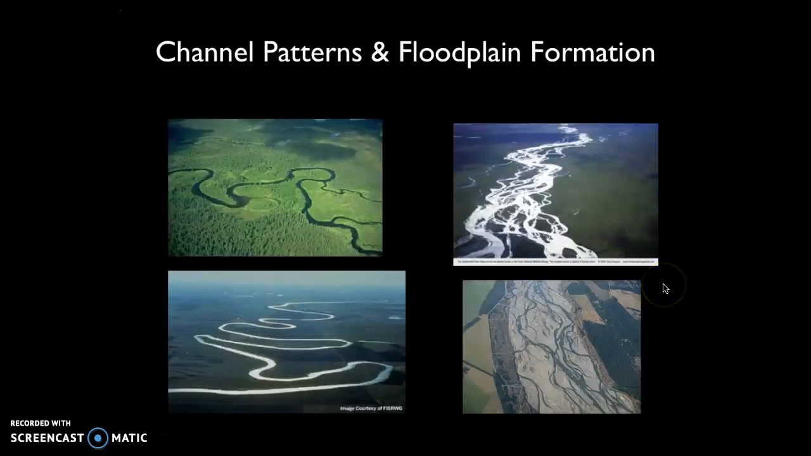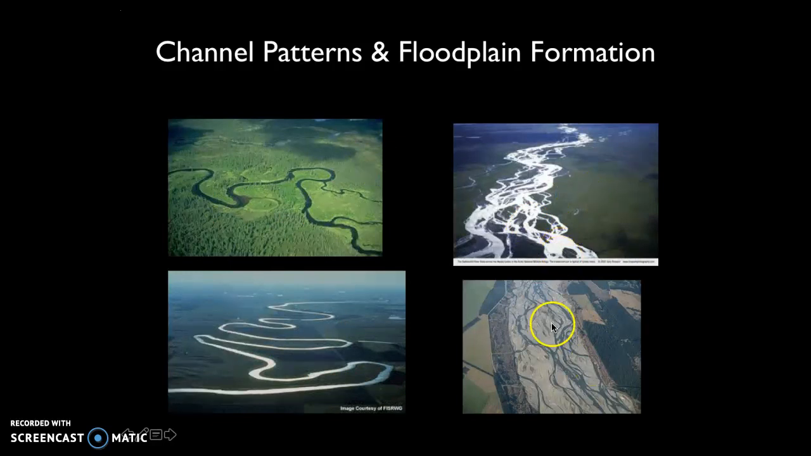In order to differentiate between the types of channels, I have four pictures here, and I would find two meandering streams and two braided streams. So think about it for a second. Alright, so you should have been able to see that the ones on the left are both meandering streams, and the ones on the right are both braided streams.